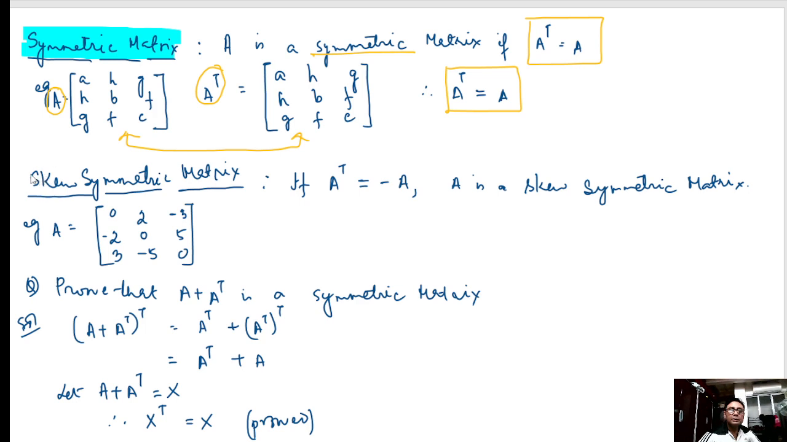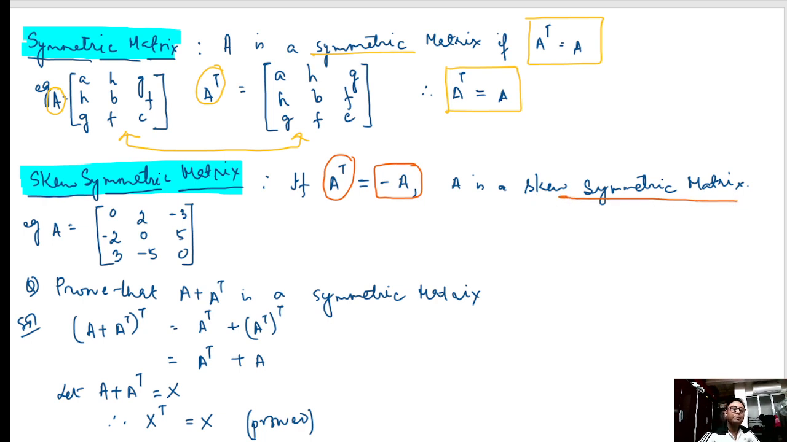Next, skew symmetric matrix. So what is a skew symmetric matrix? Watch it. If after doing the transpose of a matrix, I see that it is coming the original matrix but with a minus sign, then we can tell that A will be a skew symmetric matrix.